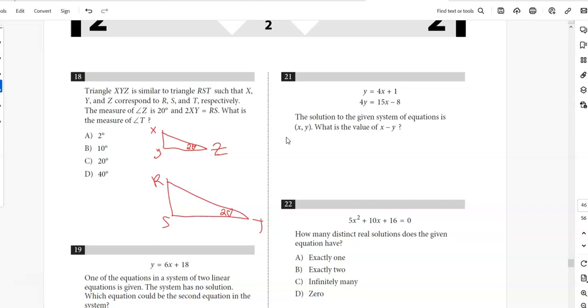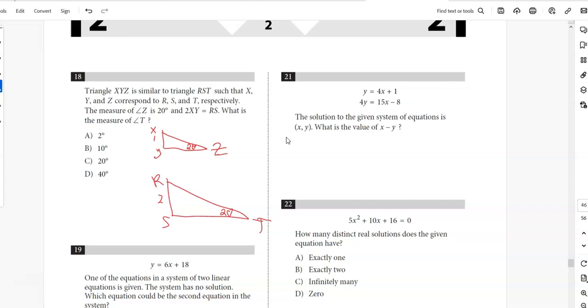XYZ, RST. It says that 2 times XY is equal to RS. Oh, so if this is 1, then RS is 2, if that makes sense. Right, so it's a 1-to-2 ratio. What's the measure of angle T? Oh, I already answered the question. I should probably have read that first. That other part was just silliness.